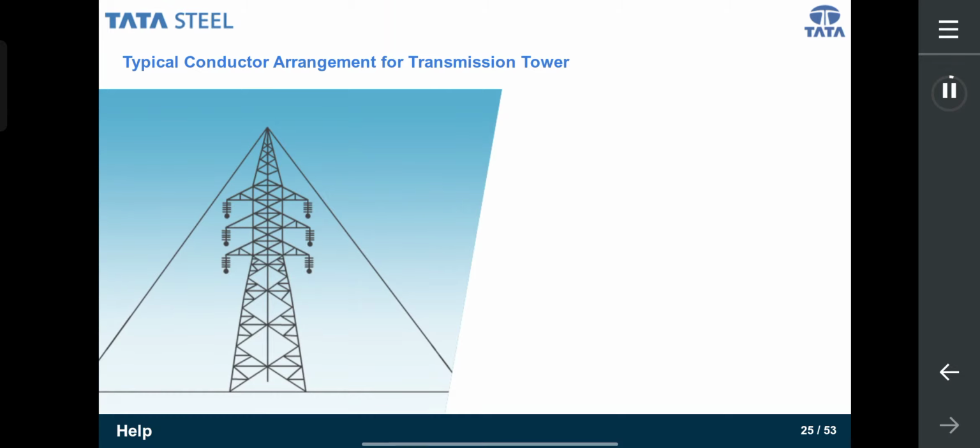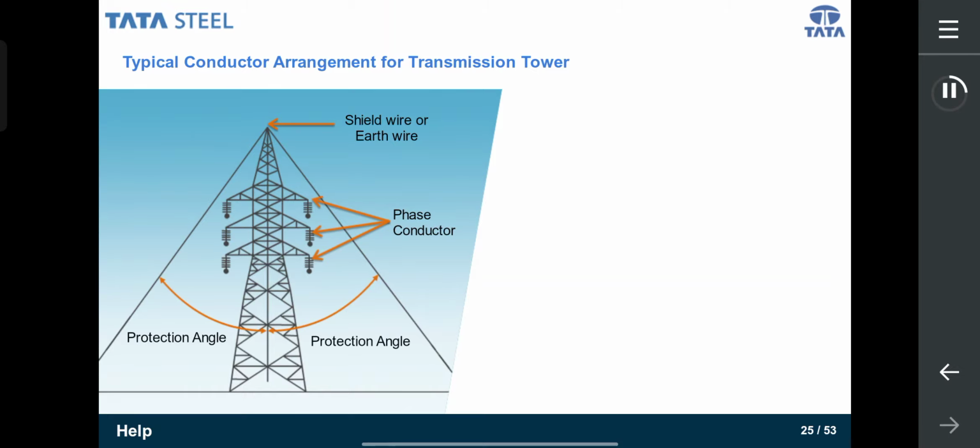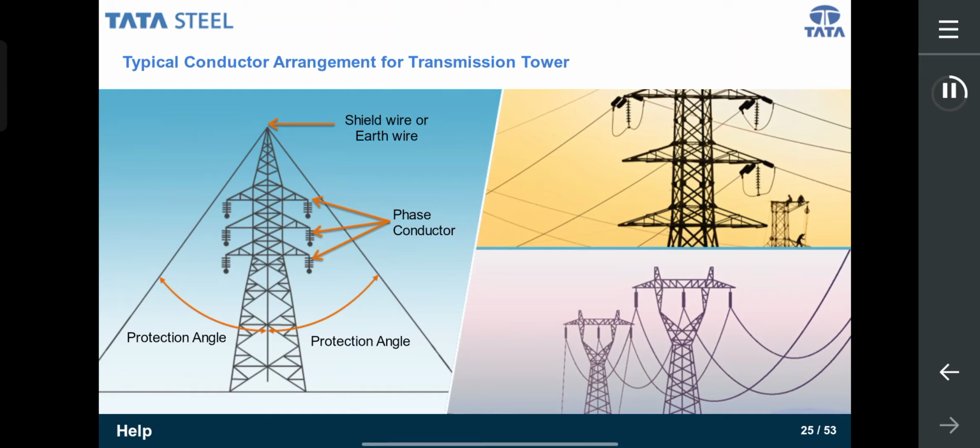This is the typical conductor arrangement. This is the shield wire or earth wire. These are the phase conductors. This is the protection angle. These are real-time images of transmission tower.